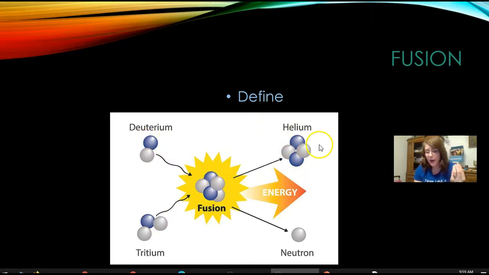That nucleus then, instead of just having 1 proton in it, has 2, and that's why we say it is helium. It's heavier now. The other thing that happens, though, is that this particle radiation in the form of a neutron gets released, and this has a crazy amount of energy. So you remember E equals mc squared, matter and energy are really the same thing. When you change matter into energy, it makes a lot of energy.